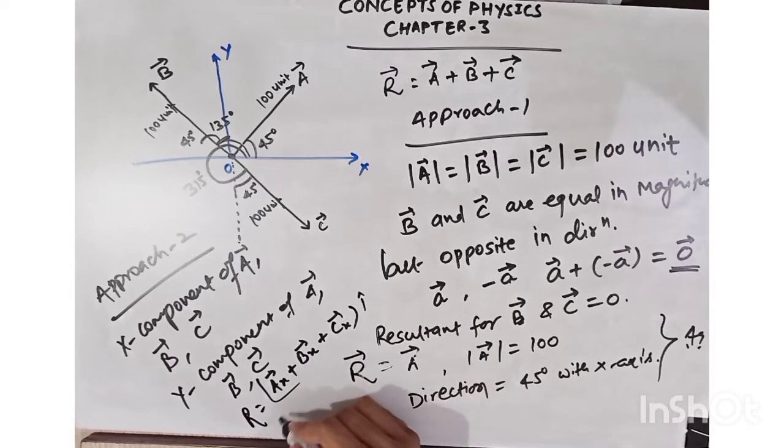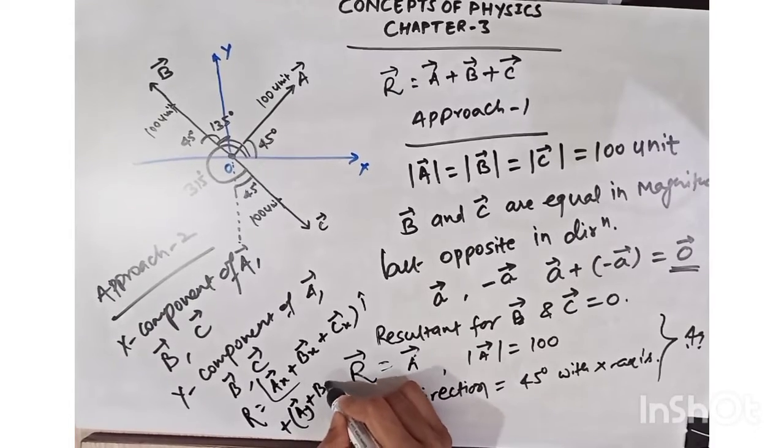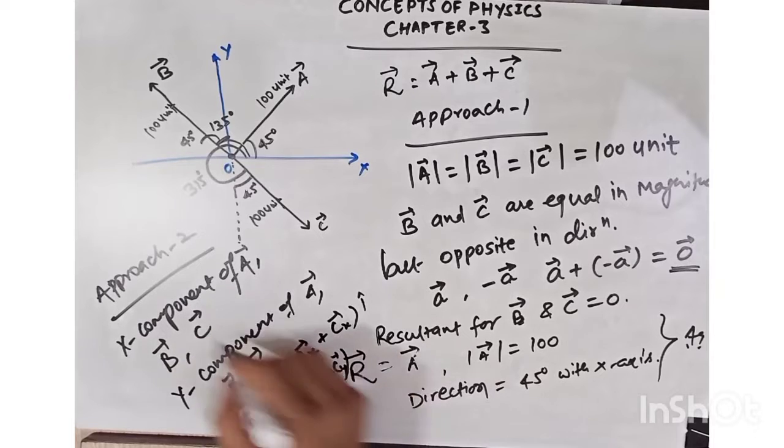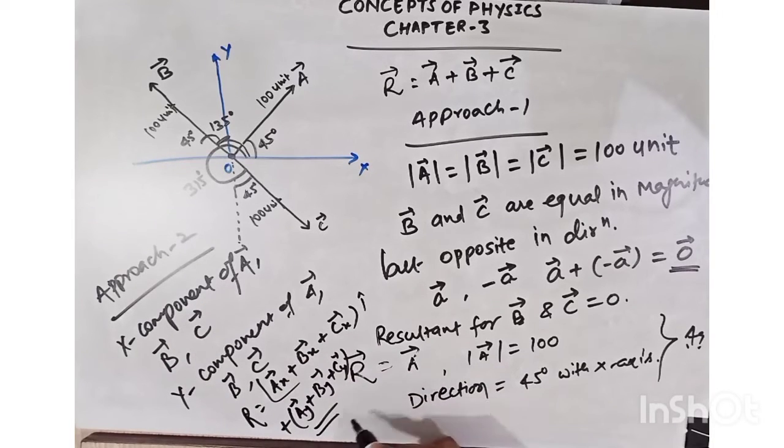in the x direction, plus A of y, B of y plus C of y. Okay, so the result will be the same. What you will get as the magnitude of R would be 100 units, and the direction would be 45 degrees. But approach 1 is easier to understand and more intuitive.